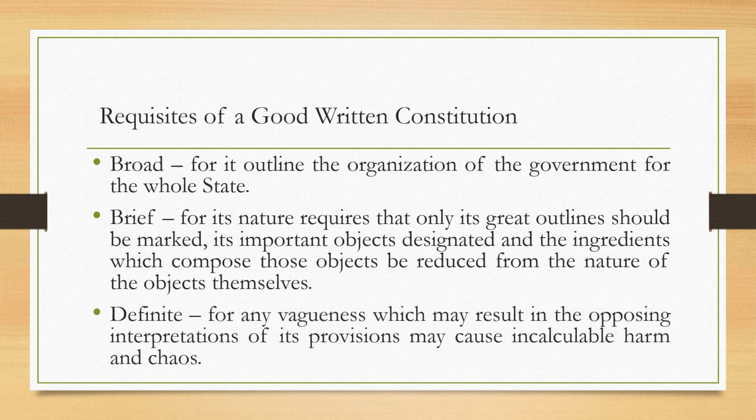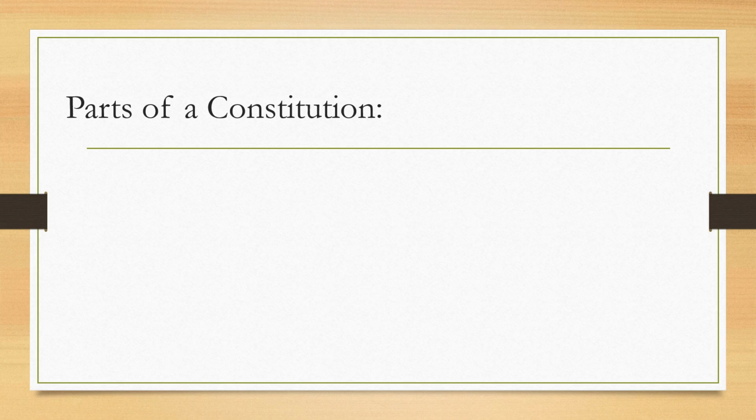The last but not the least, it must be definite, for any vagueness which may result in opposing interpretations of its provisions may cause incalculable harm and chaos. Because it should be free from double edge, it should be free from ambiguity, vagueness. Otherwise, if it will be open to so many interpretations, it will be hard for us to define what particular action or things to do, because that is vague. Anything that is vague is hard to grasp, so it has to be clear enough when writing a constitution. So what are the parts of a constitution?